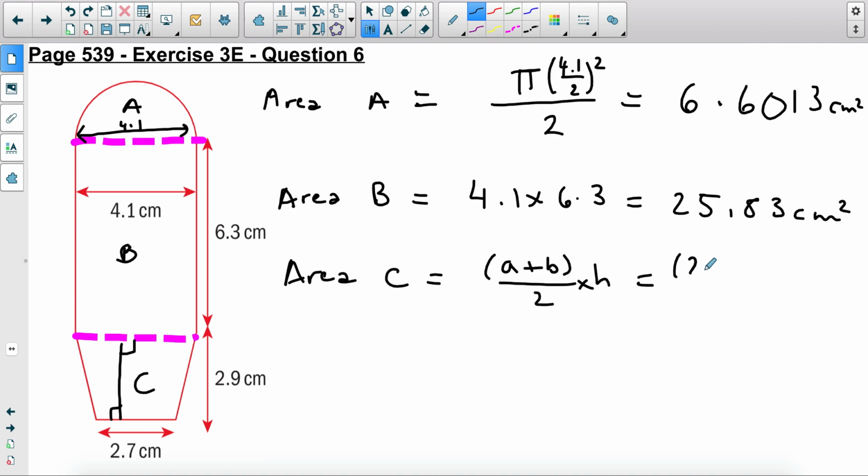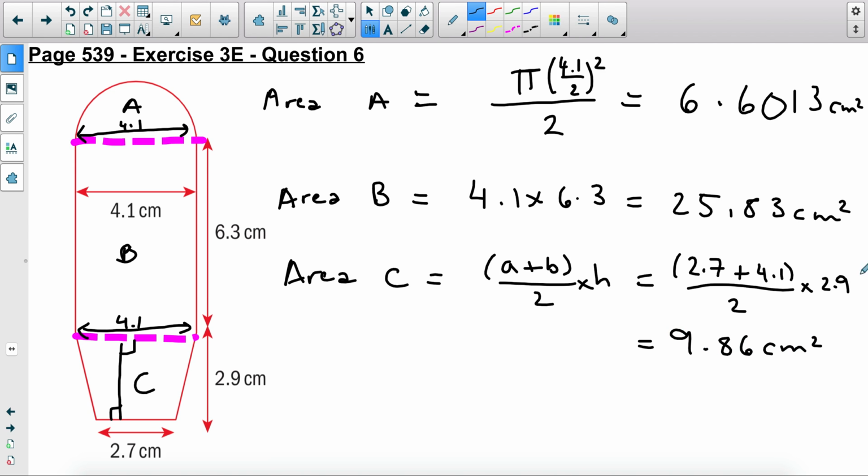So A could be 2.7, and then B is your 4.1, again the length of the base. So 4.1 divided by 2 times 2.9. In the calculator, be careful how you enter this calculation. I would recommend that you do this fraction first, or you do them separately: 2.7 plus 4.1, and then divided by 2, and then multiply by 2.9. You should get 9.86 centimeters squared.